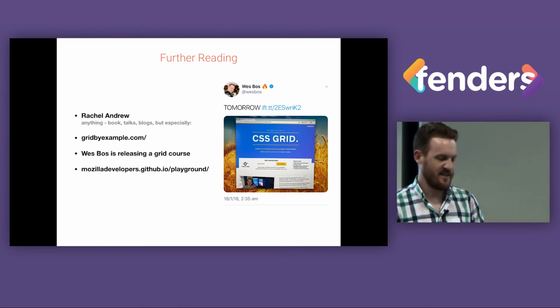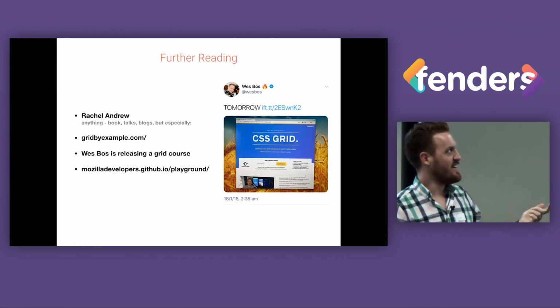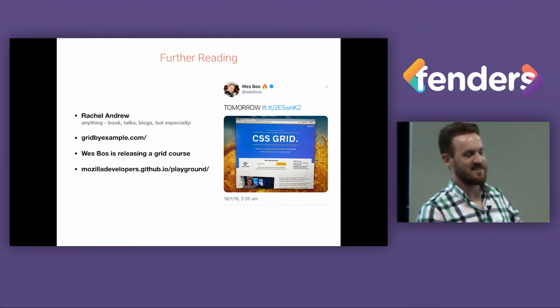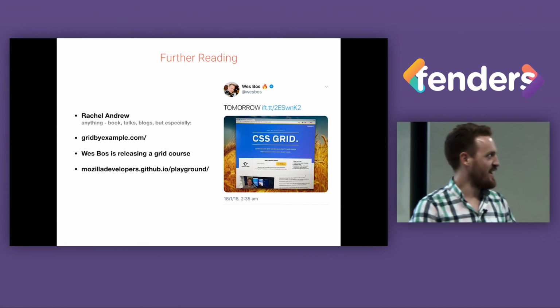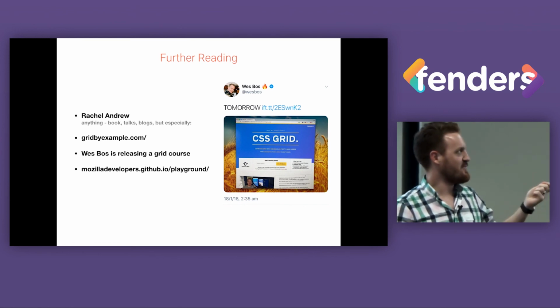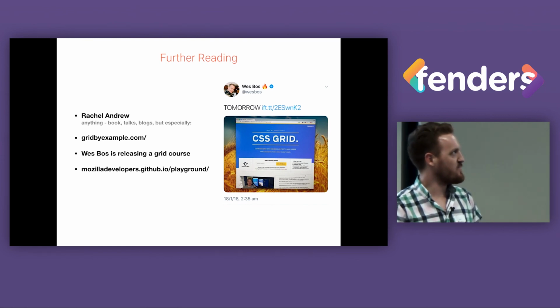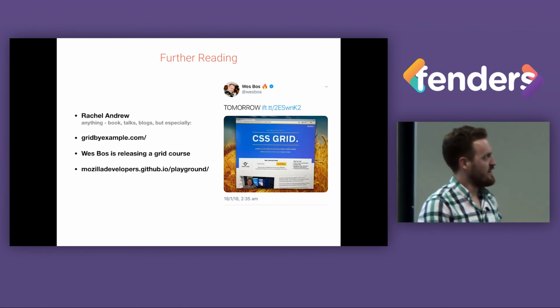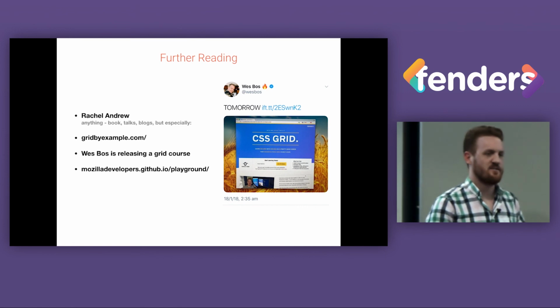And then he just tweeted today that it's going to be released tomorrow, which is handy because you're all really inspired now to go and have a look at that. I said it was free, didn't I? I did. So yeah, that will be worth having a look at. Another one is Mozilla put out a really good guide that just runs you through it.